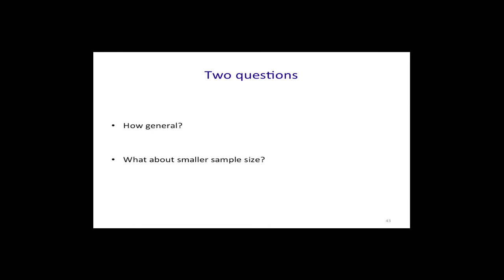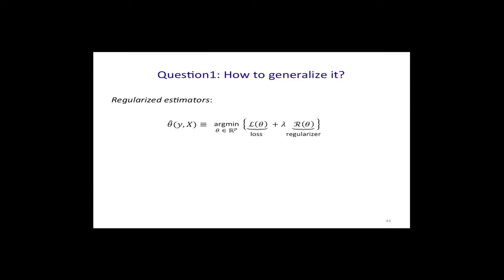And the second is what can we do if we have a smaller sample size? So in order to address the first problem quickly, I consider the regularized estimator in the general form. So you have a loss function, and you have some regularization. It could be anything: sparsity, rank, anything. And for the loss function, I'm assuming that you can decompose it over the sample. For instance, it's log likelihood, and since the samples are IID, you can decompose it over the sample.